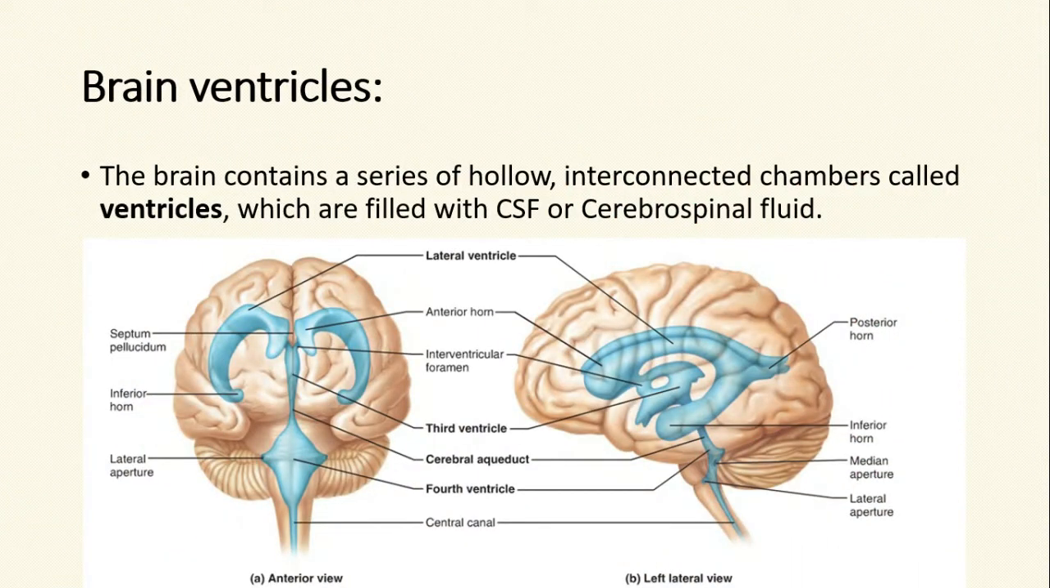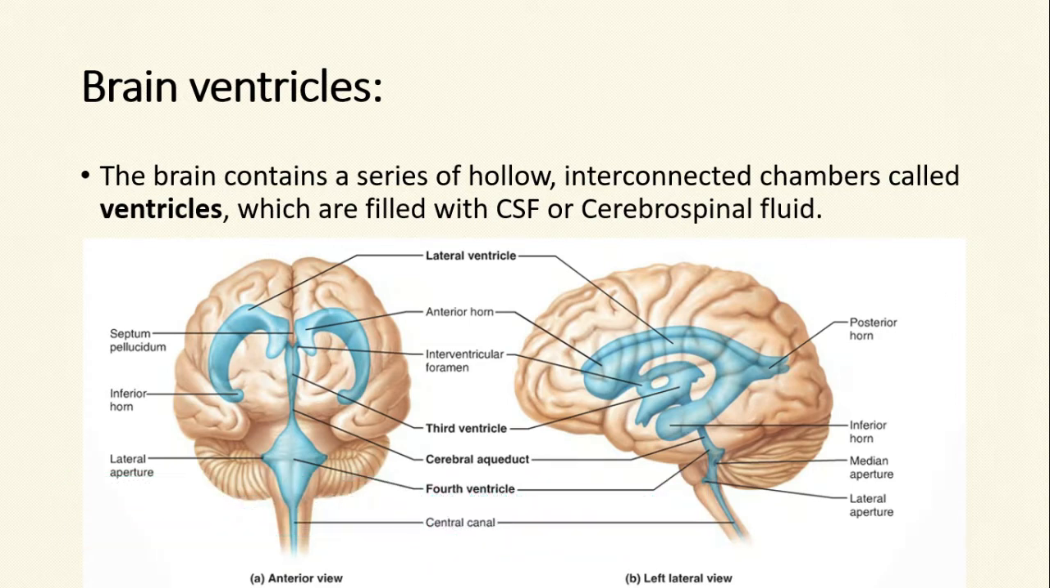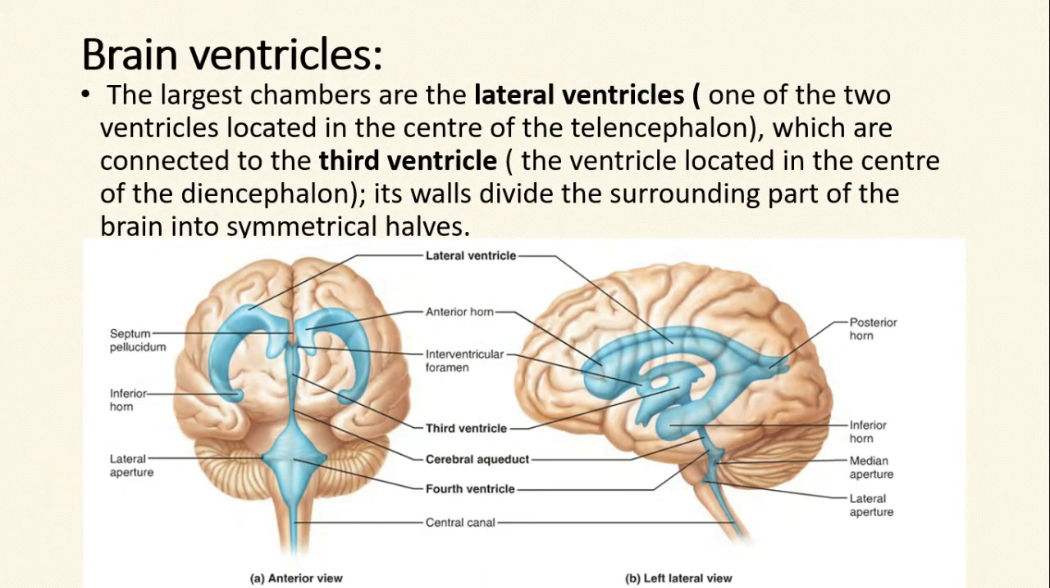The brain contains a series of hollow, interconnected chambers called the ventricles, which are filled with cerebrospinal fluid. As you can see from the picture, the blue areas are the brain ventricles. The largest chambers are the lateral ventricles, also known as the first and second ventricle, located in the center of the telencephalon.